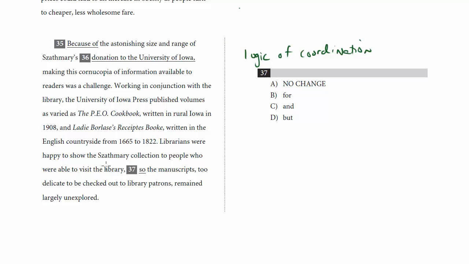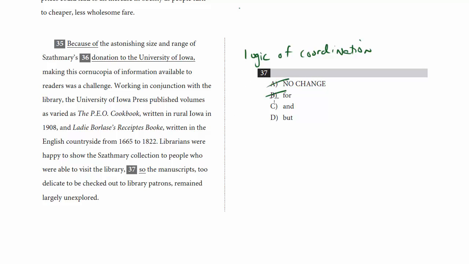That even though librarians were happy to show the Subordinary collection to those who were able to visit the library, the manuscripts were too delicate to be checked out to library patrons. So because they weren't going to be checked out, they weren't going to be looked at, so they would remain largely unexplored. So we're actually looking for something like contrast here. Not a word like so, which shows cause and effect, that something happens, so something else happens. There's no logical connection between these sentences that says that because they were happy to show the collection to people, therefore the manuscripts remain largely unexplored. That doesn't make any logical sense. We want to show contrast here.